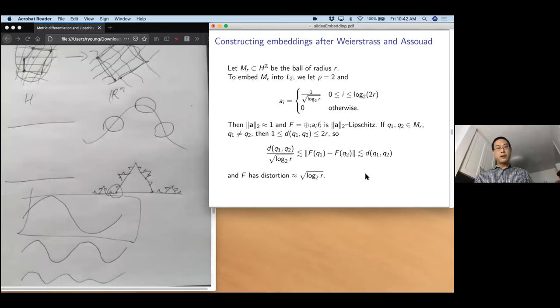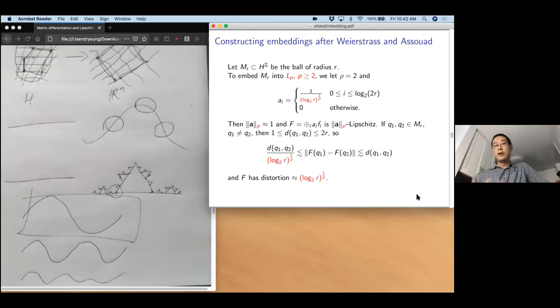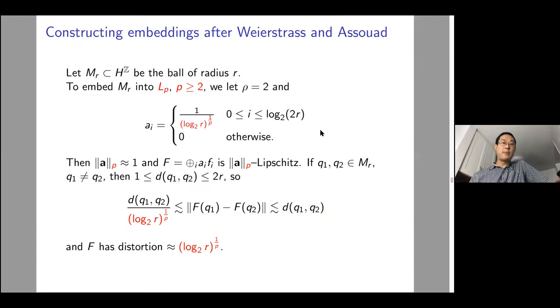So this works to give us a map to L2. We can do the same sort of thing to get a map to LP. We just need to make some small changes. If we want to embed into LP, then we can take the same scale factor, rho equals 2, but we can increase the coefficients slightly. Before we had coefficients like root log r. If we're mapping to LP, then we can take coefficients of 1 over the pth root of log r. The reason for that is because now when we take the direct sum, the Lipschitz constant of the direct sum is going to be the LP norm of the Lipschitz constants of the pieces.